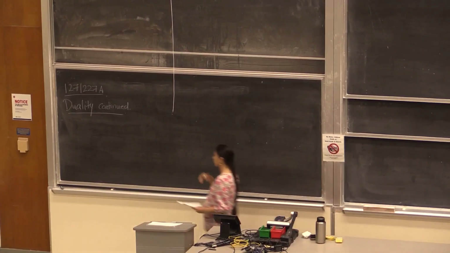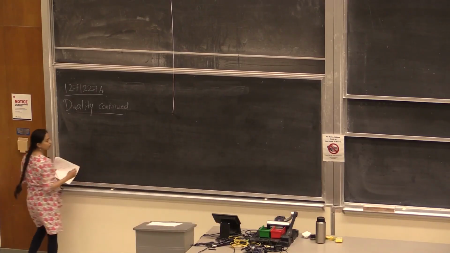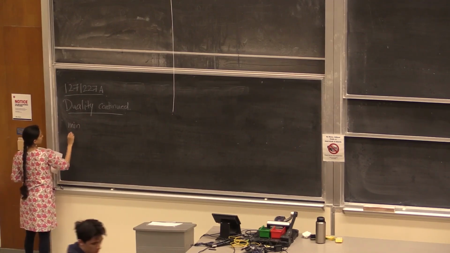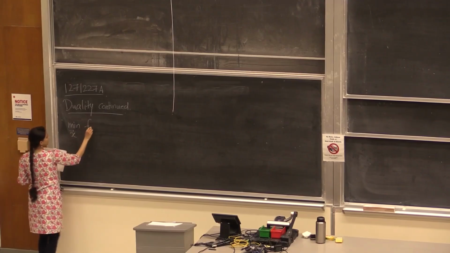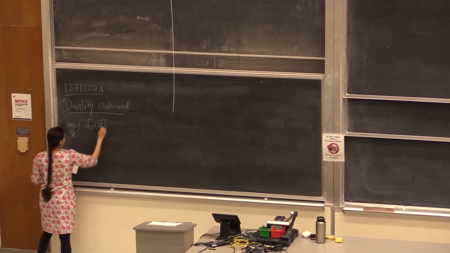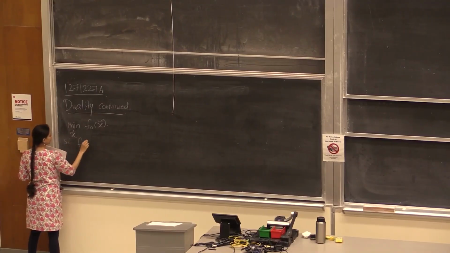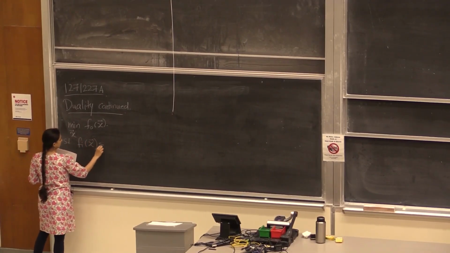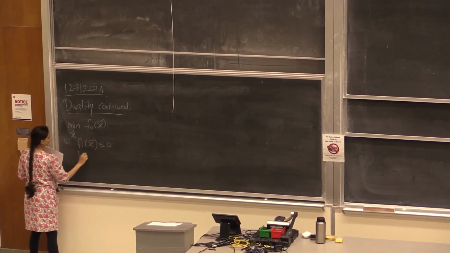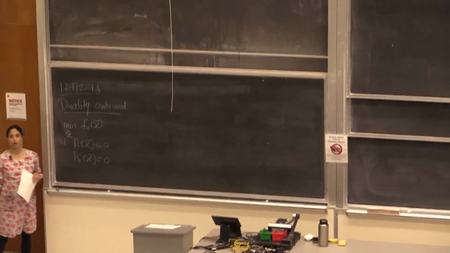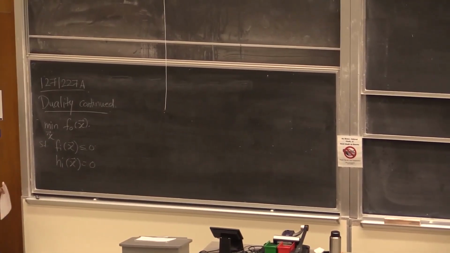Okay? So I want to start with, remember our setup where we have min over x, f naught of x, subject to constraints, fi of x less than or equal to 0, hi of x equal to 0. This is our general optimization setup, right? And what is this called? This is the primal, right?